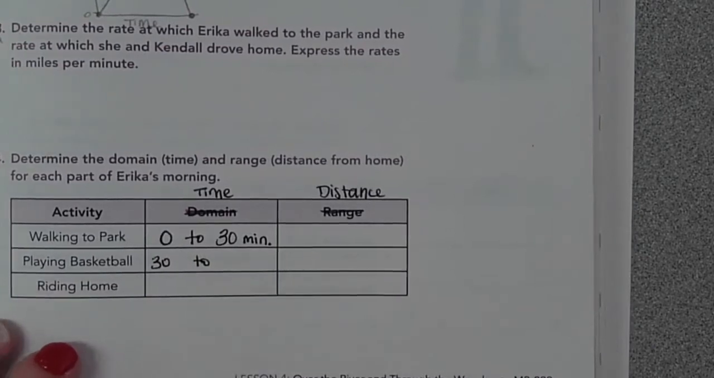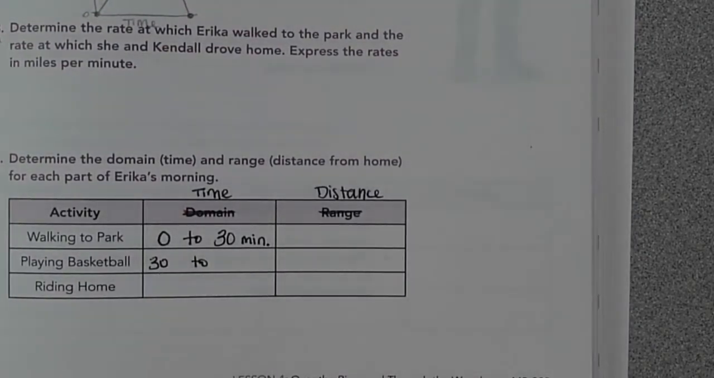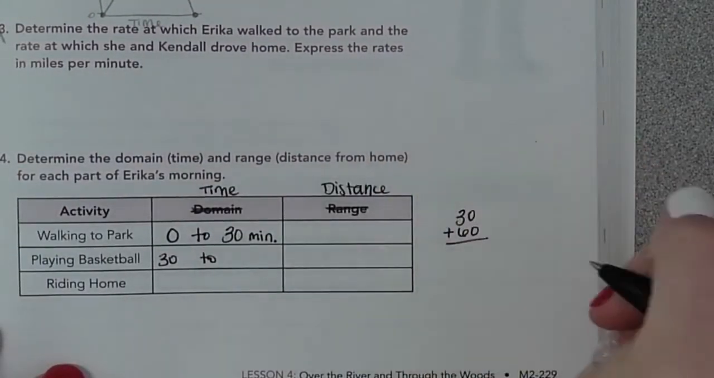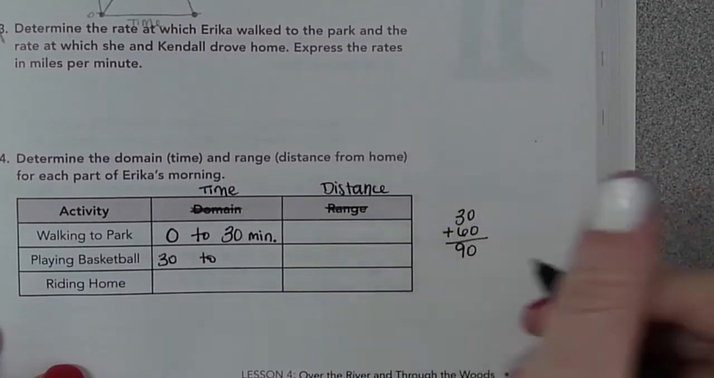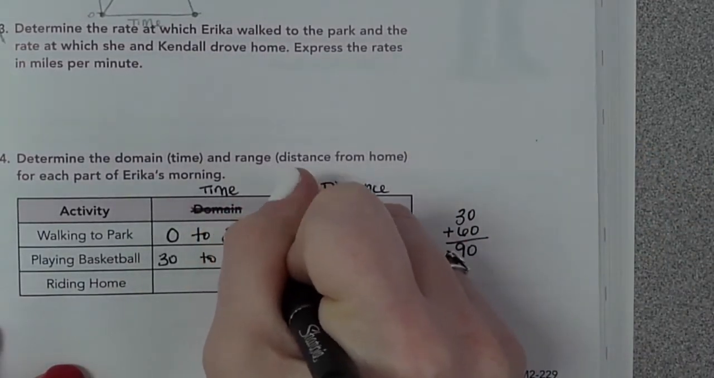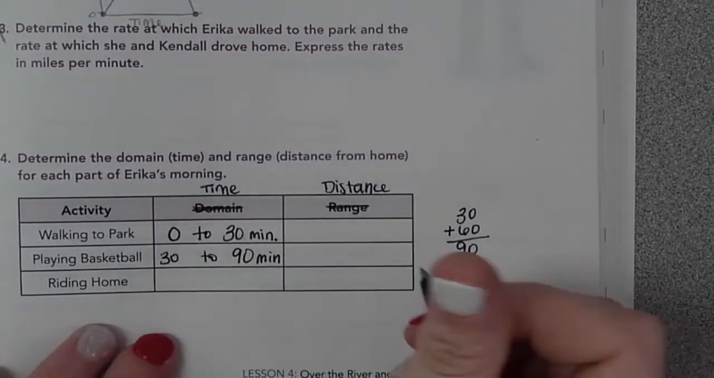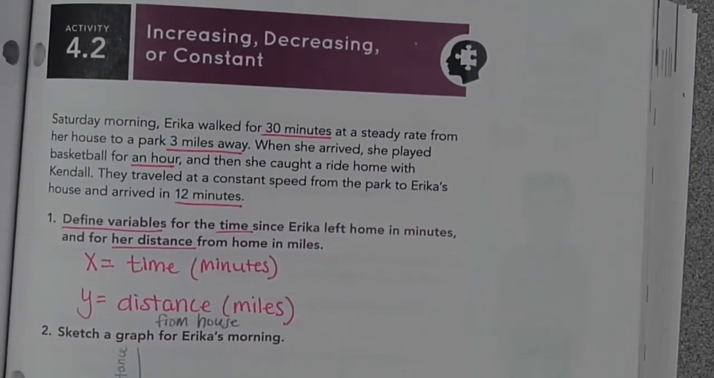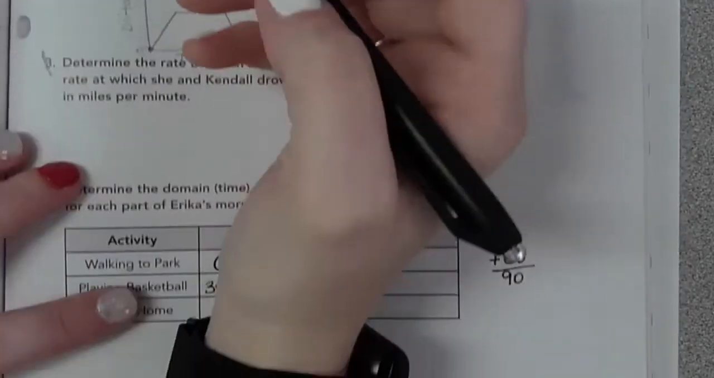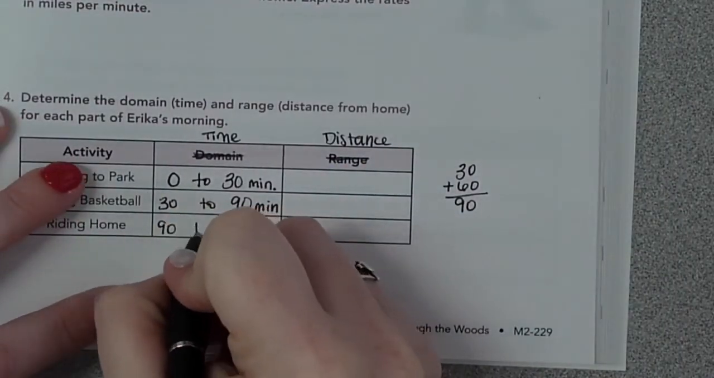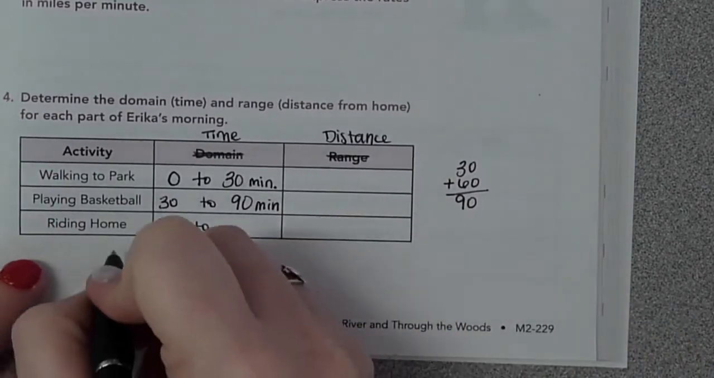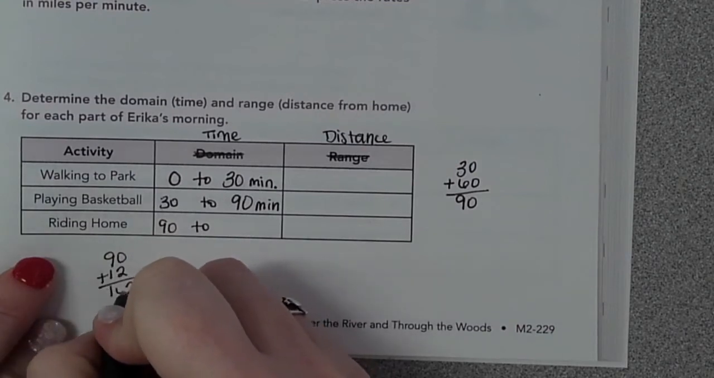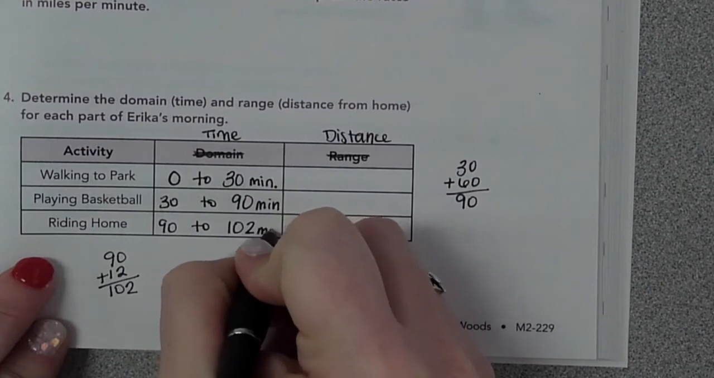to what minute mark? So what's an hour more than 30 minutes? Well, that would be 30 plus 60 minutes. That's an hour. So that would be 90 minutes. So 30 to 90 minutes, she's playing basketball. Then she's riding home. We'll look back up at the problem. How long did it take her to get home? Well, it only took 12 minutes. So again, we're starting at 90 and it took 12 minutes to get home. So 90 plus 12, that'd be 102 minutes.